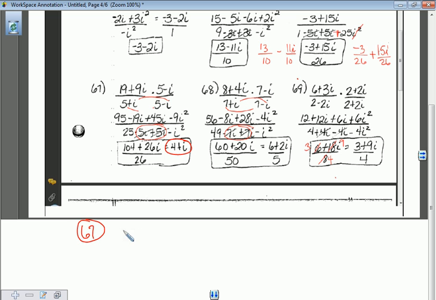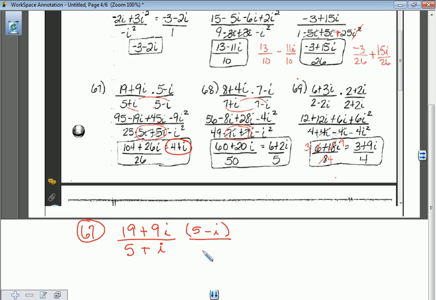No, I can't do all of them, but I would be happy to do 1 or 2. 66. And I think if we see 1 or 2 again, we should be fine. Okay. So here we have 19 plus 9i over 5 plus i. What is the conjugate of 5 plus i? Minus i. 5 minus i.